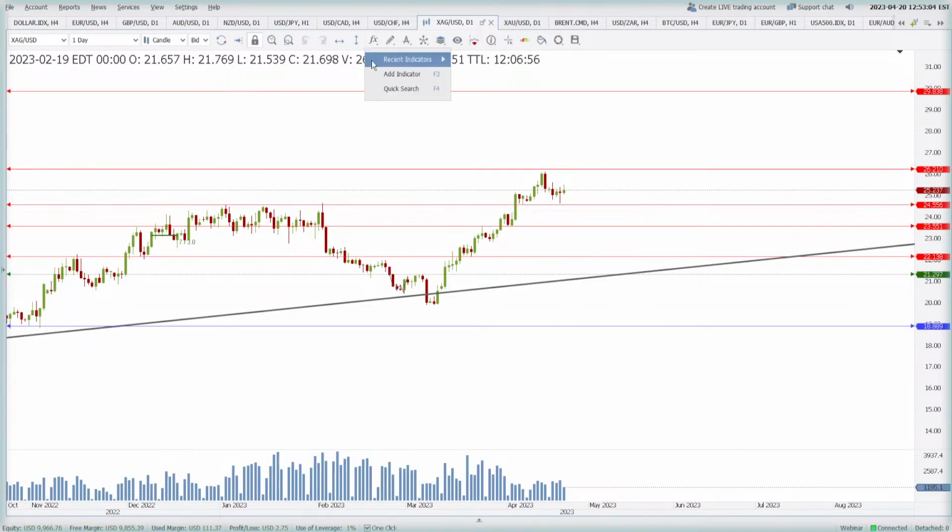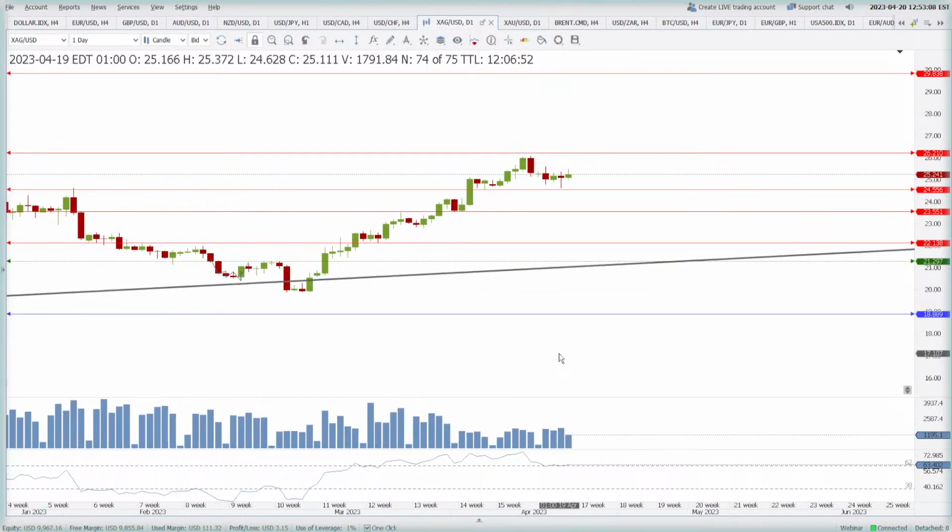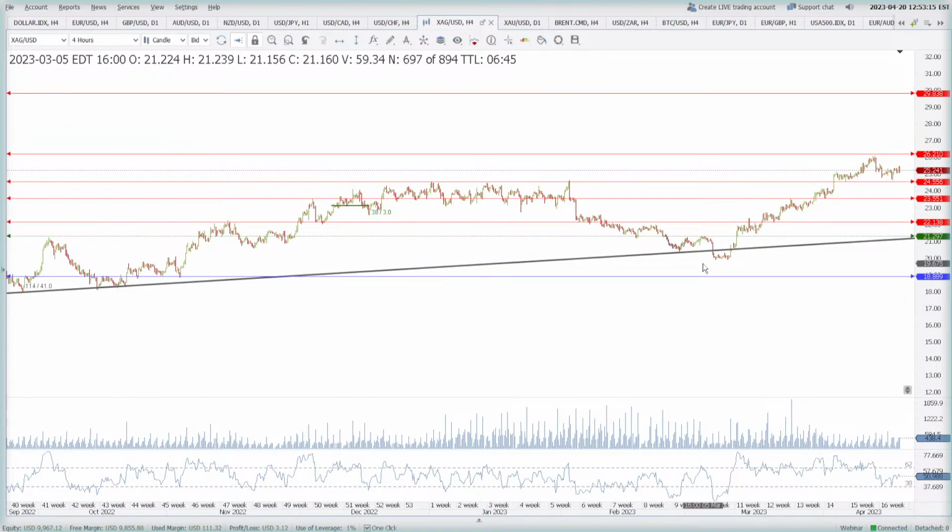And if I show you my RSI here, you will notice that it has created more headroom. Now this is daily. Okay, wait, this is daily. I'll show you on 4-hour.